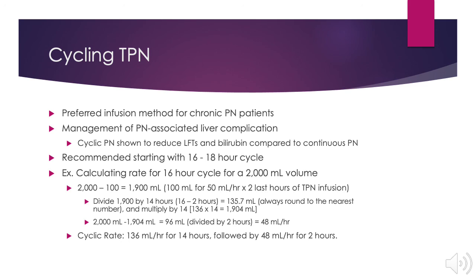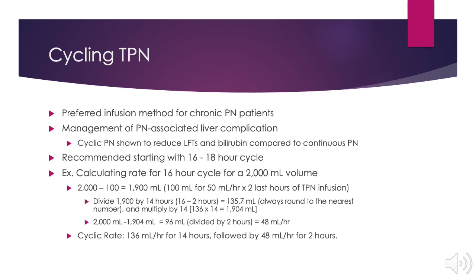The recommended starting point for cycling TPNs will be 16 to 18 hours. This means that for 16 hours, the infusion would run and the patient would rest for the remaining 8 hours. Whereas if you were to select an 18-hour cycle, the formula would infuse over an 18-hour period and the patient would rest for 6 hours.